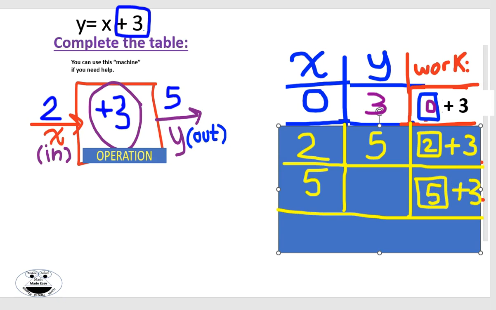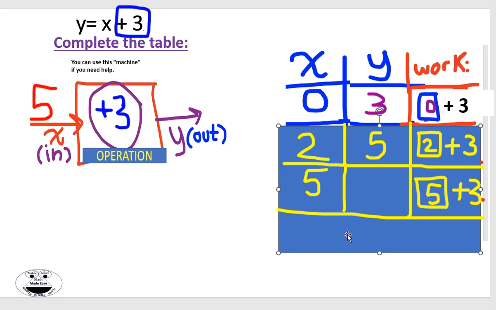So I can put 5 in the box and add 3 and then put the answer here. Or another way to do this, if you want to use the machine, we're going to erase the 2 and the 5 because we already wrote that in the previous row. And now x is 5. So I'm going to write x is 5. X is the in, y is the out, the answer.